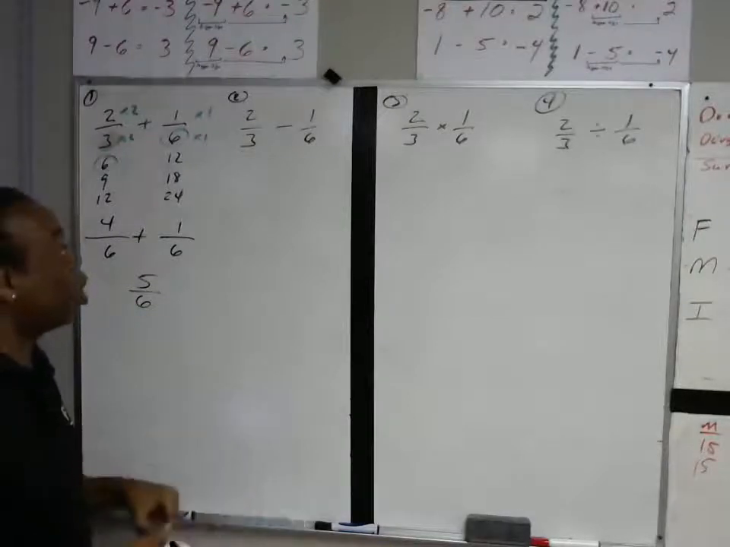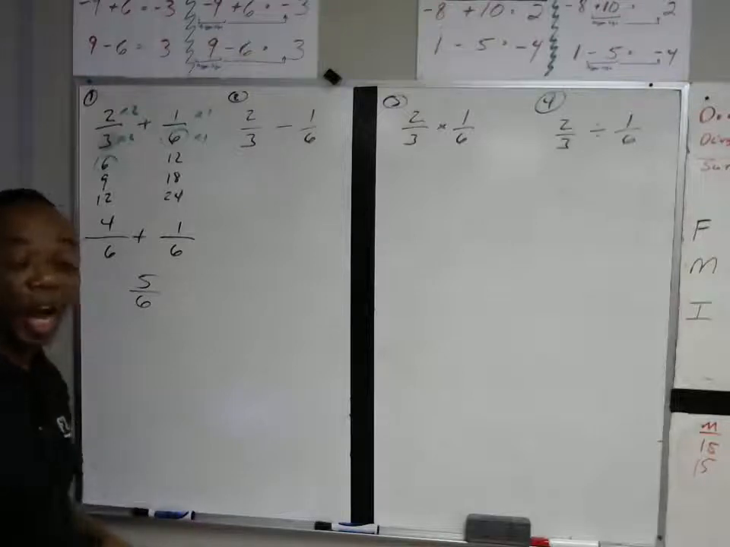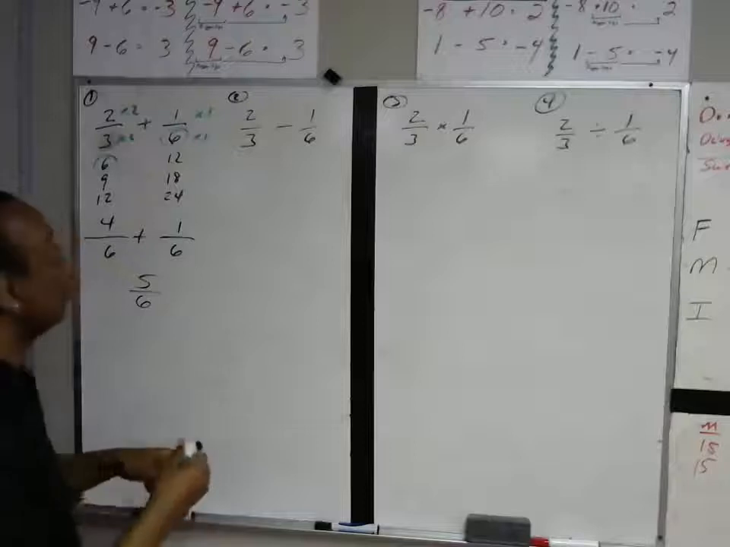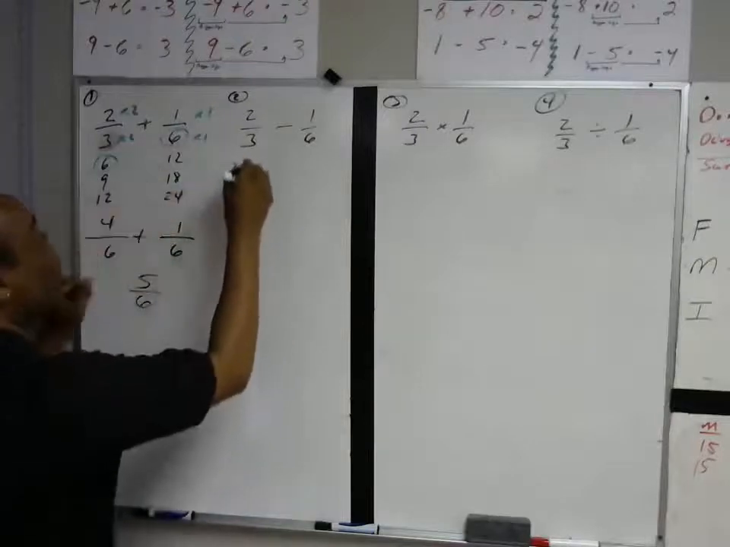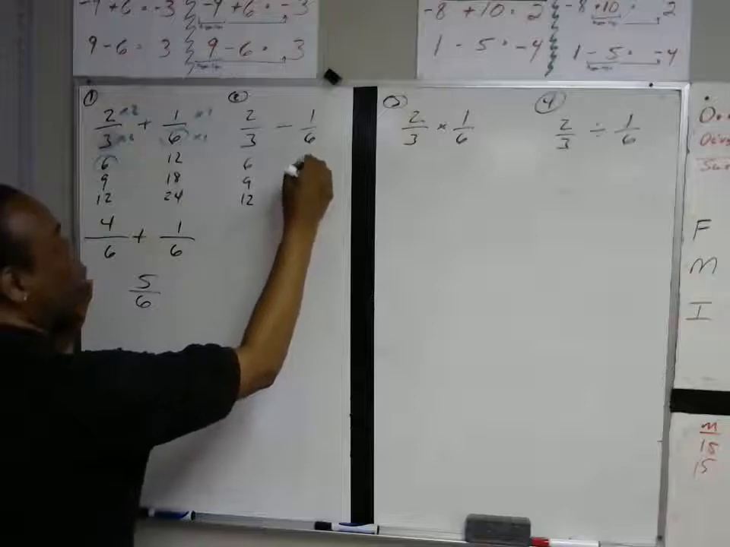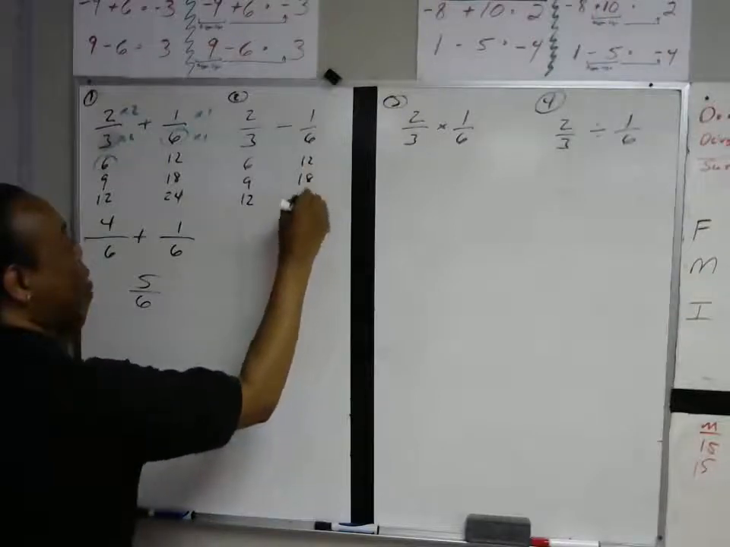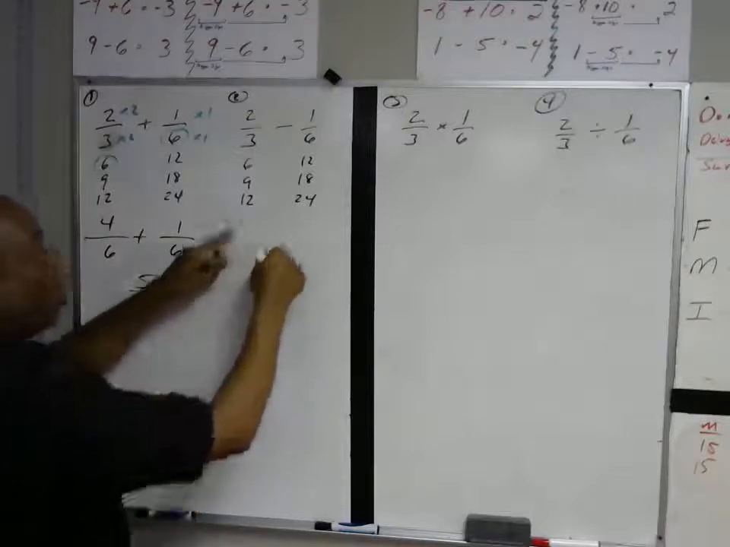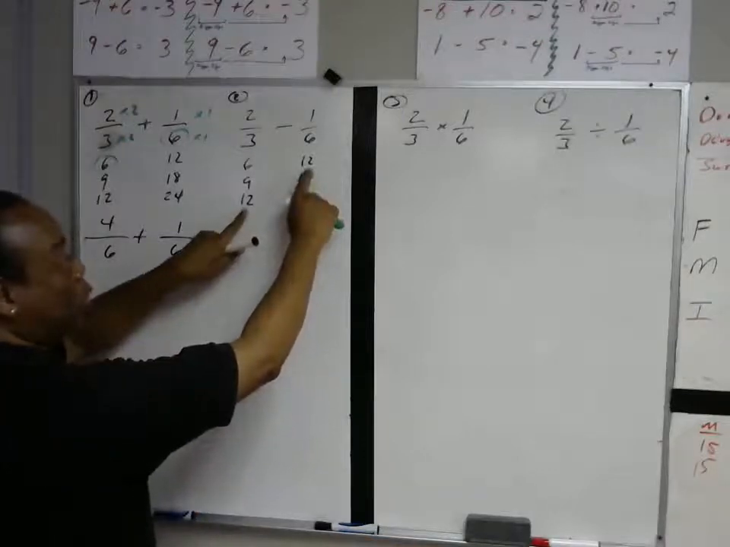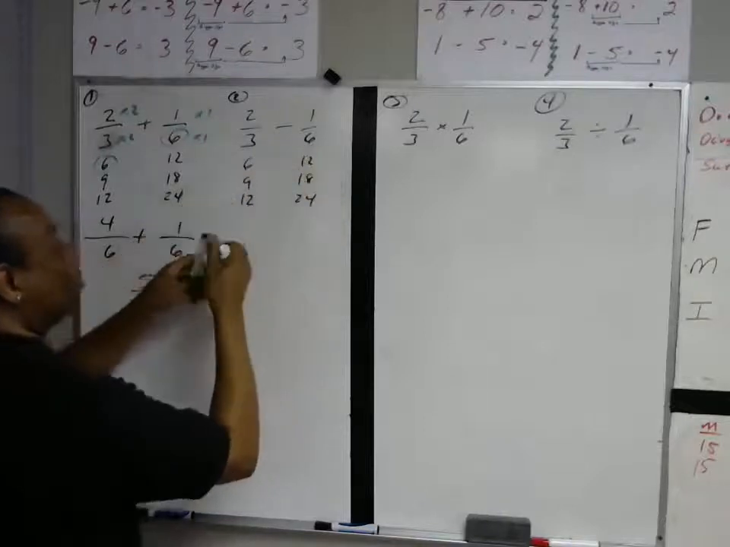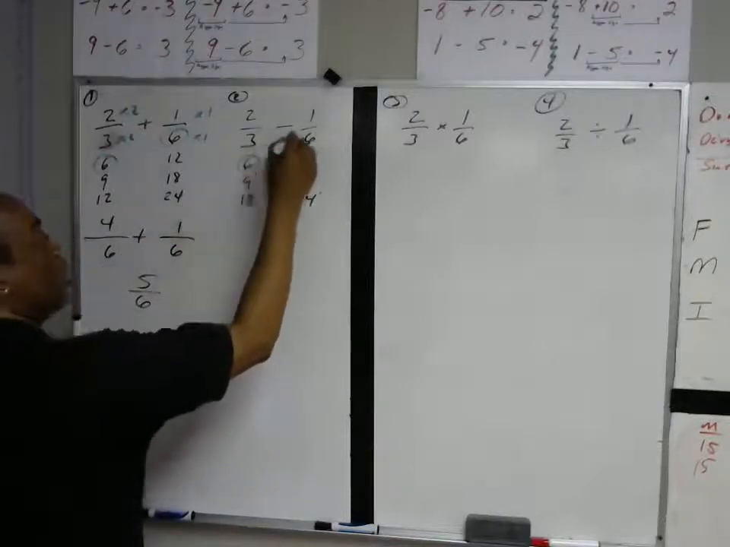For subtraction, we also look for the least common multiple. So let's make some multiples. The multiples of 3 are 3, 6, 9, 12. The multiples of 6 are 6, 12, 18, 24. We do have common multiples here, 12 and 12, and 6 and 6. But the least of them will be the 6. So we'll use that one.